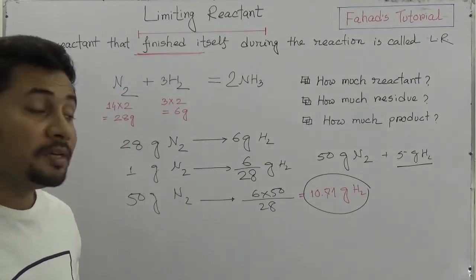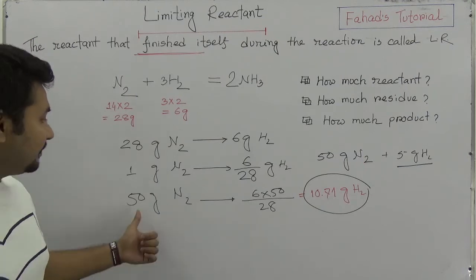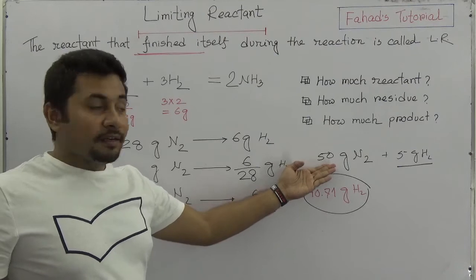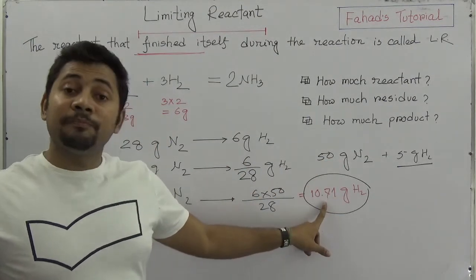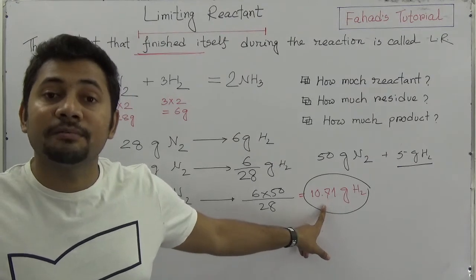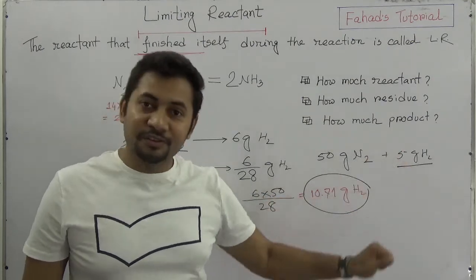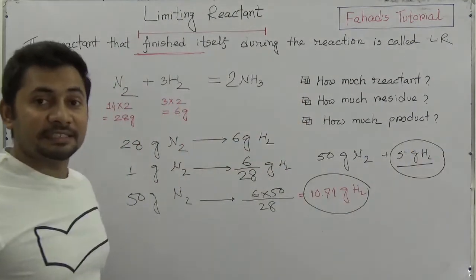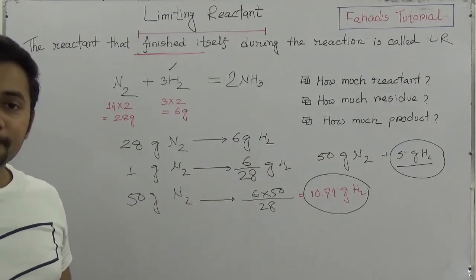Now you think which reactant will end first. As 50 gram nitrogen is already there, to react completely with 50 gram nitrogen, at least 10 gram hydrogen was required, but here only 5 gram hydrogen. So the limiting reactant is hydrogen because it will end first.